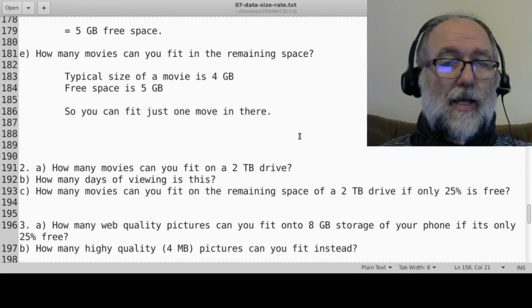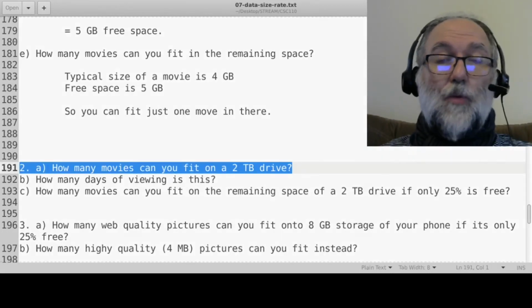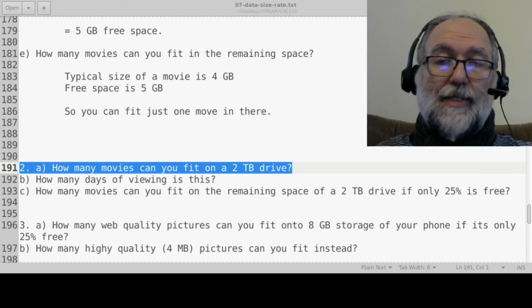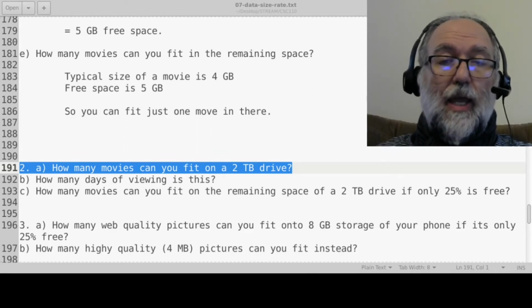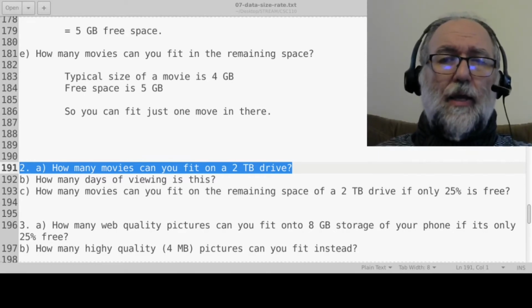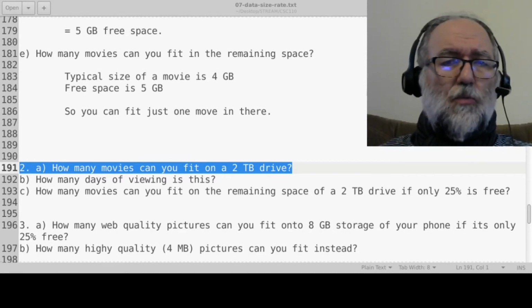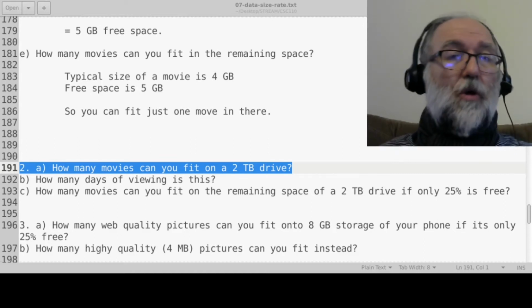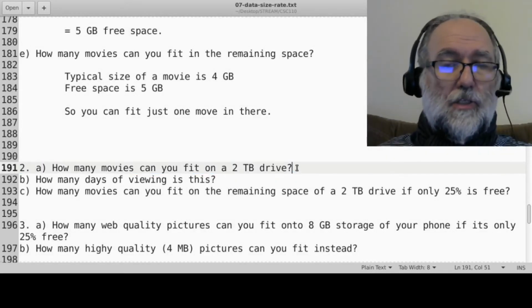Our next problem is more along the lines of what you would have with a laptop. When you buy a laptop, of course, it has a hard drive in it, and the hard drives are typically 2 terabytes in size. You might ask the question, well, how many movies could I get on a 2 terabyte drive? So let's do that one.